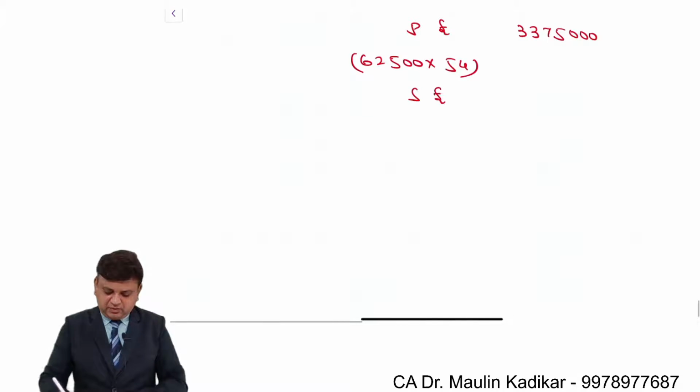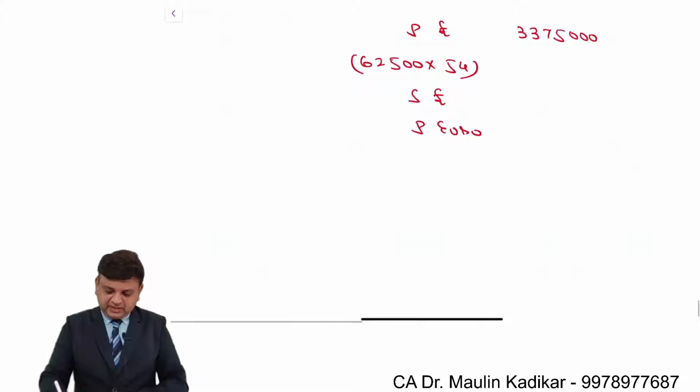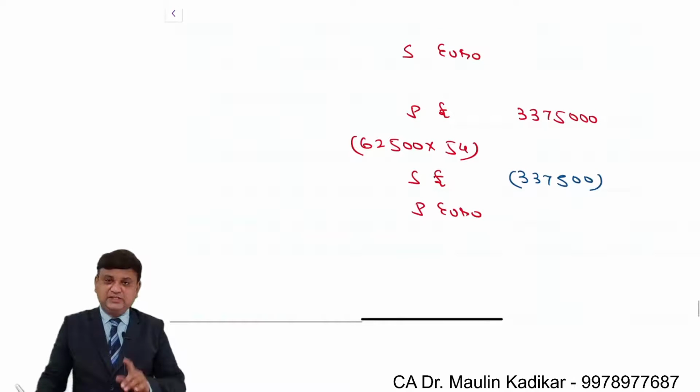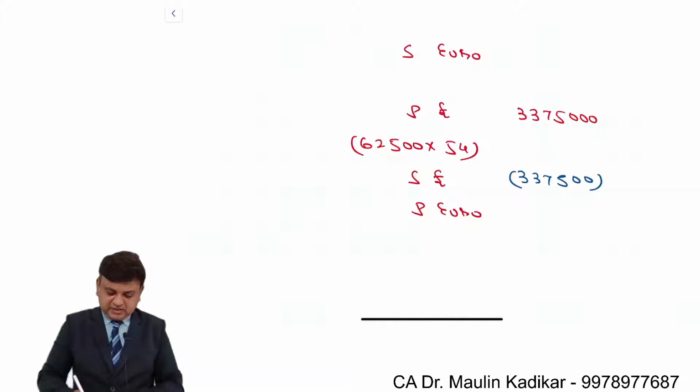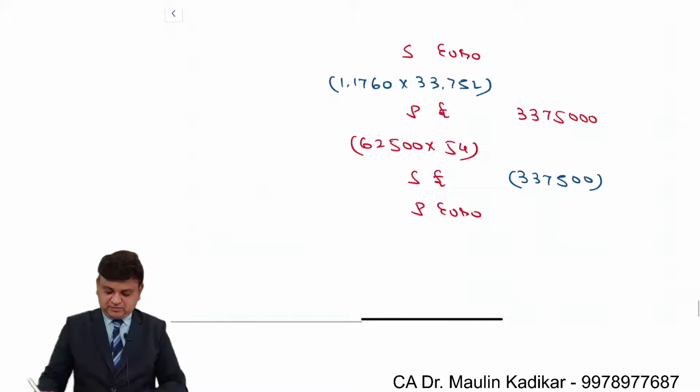Reverse is sell pound and purchase euro. That is 33,75,000 pound was supposed to be sold to purchase euro. Now the original contract, sell euro and purchase pound, was entered upon at the rate of 1.1760 euro per pound. So 1.1760 into 33,75,000. That comes to 39,69,000.